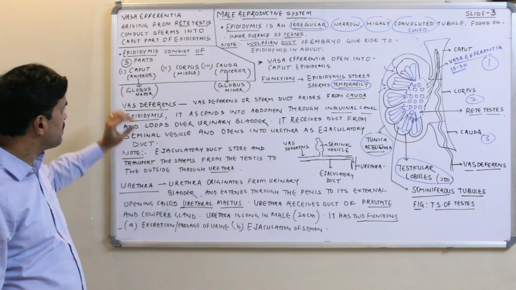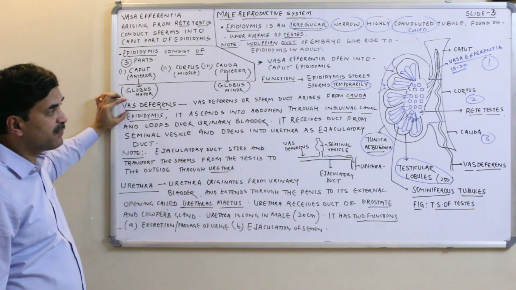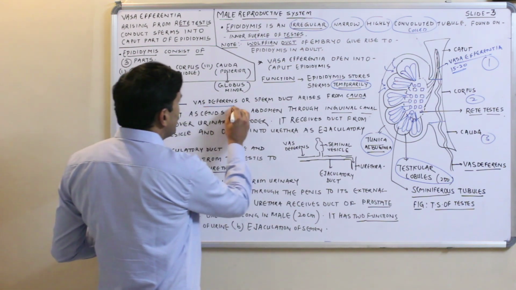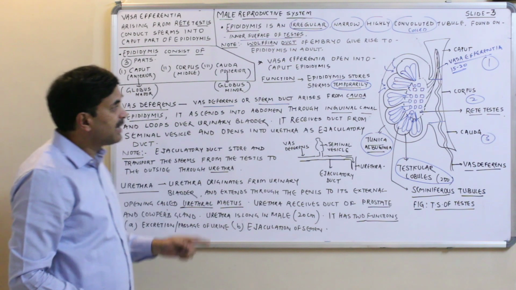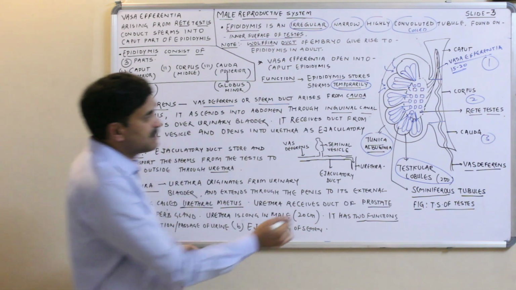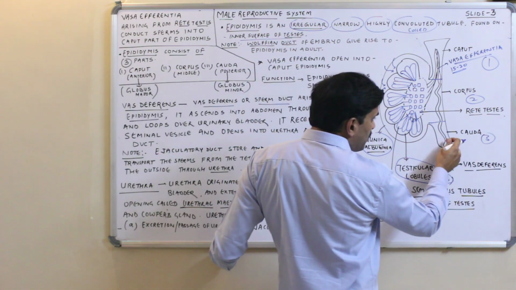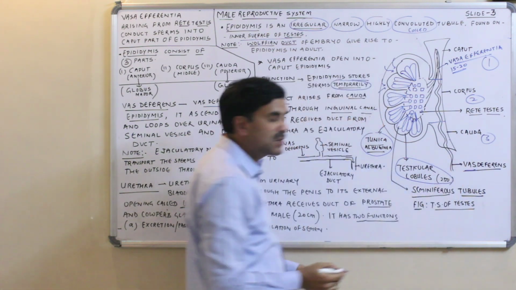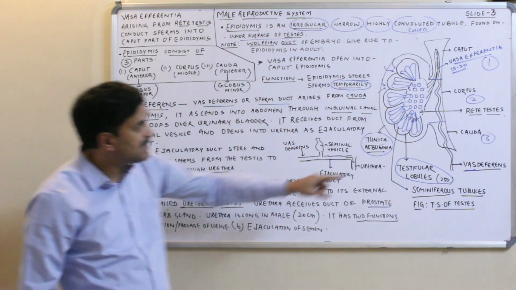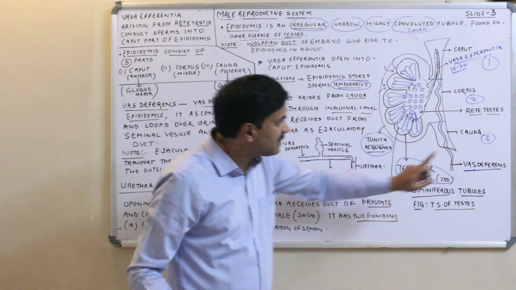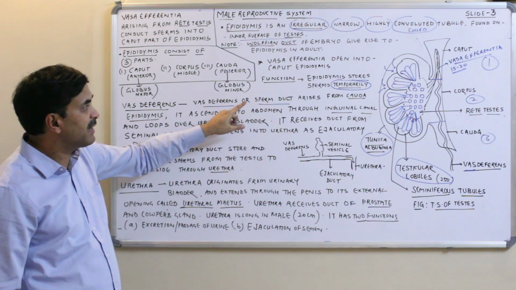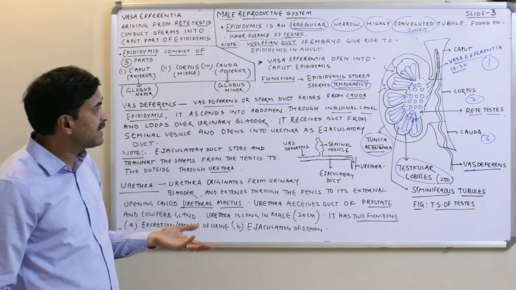Now coming to the next part, known as the vas deferens. Vas deferens, also called the sperm duct, arises from the cauda epididymis. This is the cauda epididymis. From the cauda epididymis, a duct arises known as the vas deferens. You can see that from the cauda region a duct is arising, and that duct is called the sperm duct or the vas deferens. Why is it called a sperm duct? Because it is carrying the sperm.